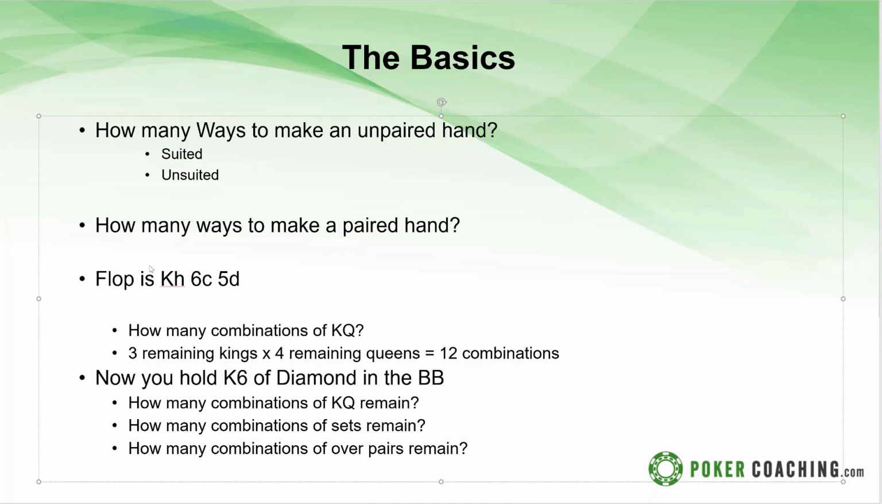And what about pocket fives? Pocket fives, there are 3 combinations left. There's one 5 gone. When there's a 5 gone, there's only 3 combinations of sets left. So there are 5 total combinations of sets available on this board.